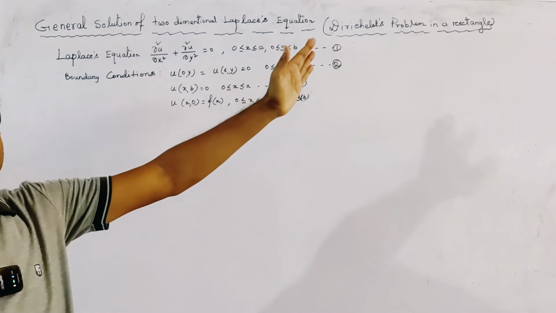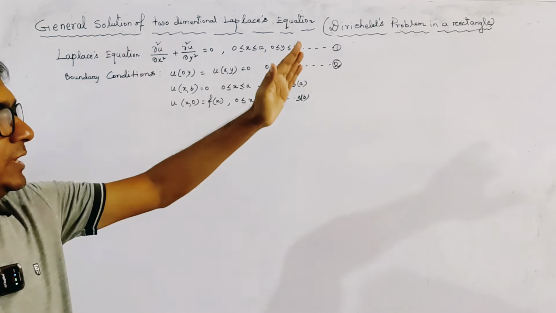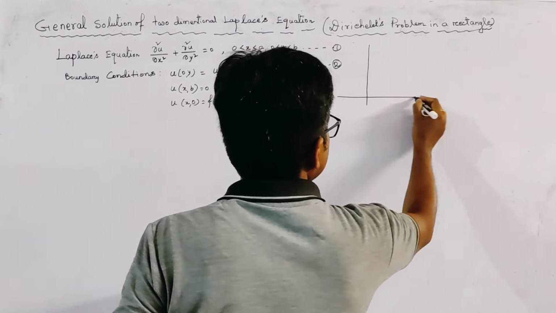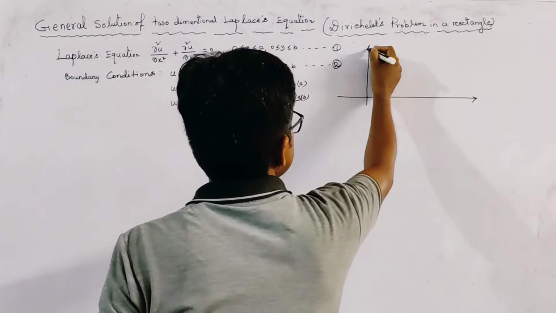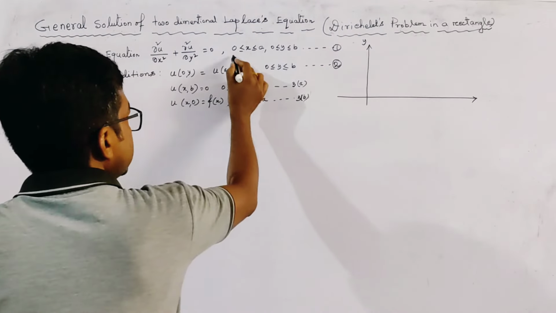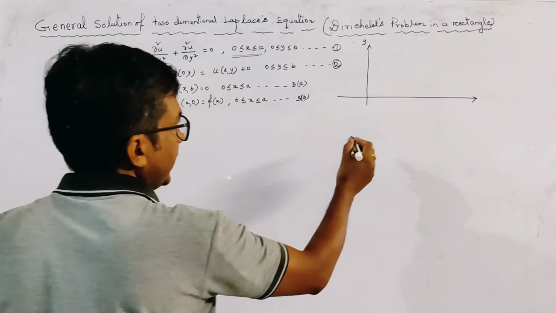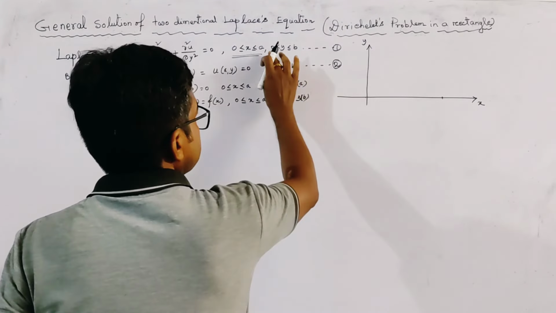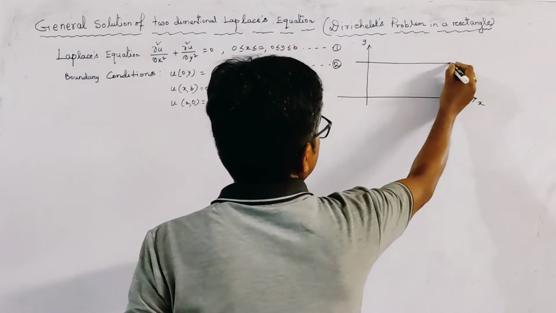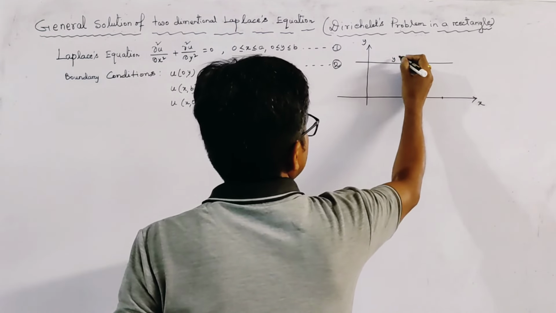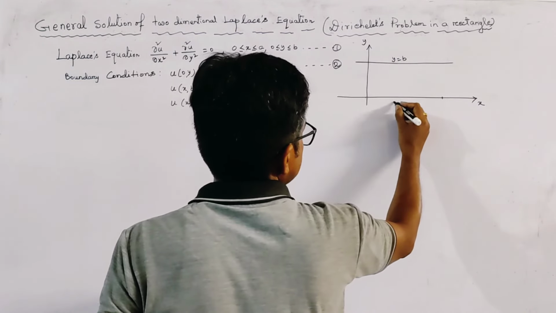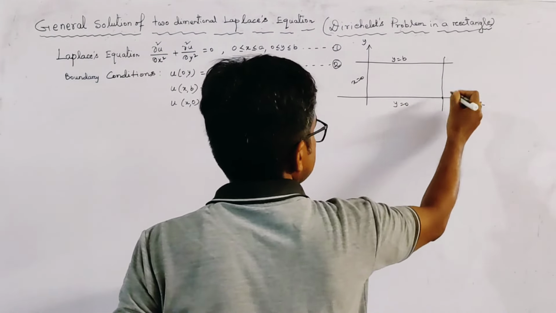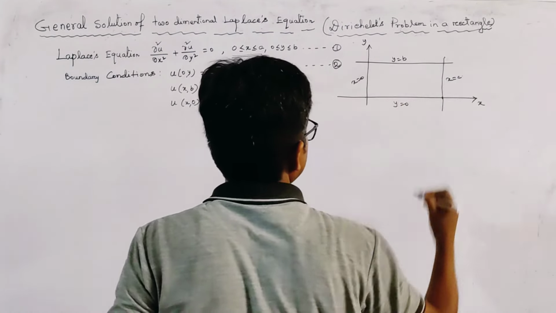Why do we say it is the Dirichlet problem in a rectangle? Because if we draw a rectangle, this is the x-axis, this is the y-axis. Here it is given that x goes from 0 to a, so this is 0 to a on the x-axis, and this is 0 to b, so this is y equal to b, this is y equal to 0, this is x equal to 0, and this is x equal to a.